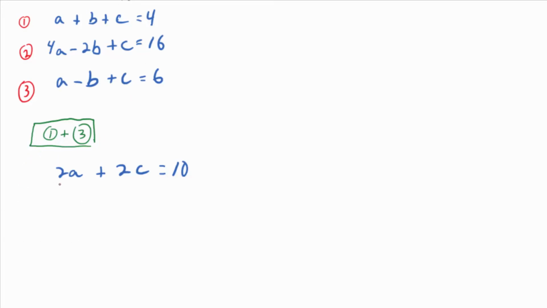So, what could I divide through by to make this equation even a little easier? 2. What do you get if you divide by 2? A plus C equals 5.